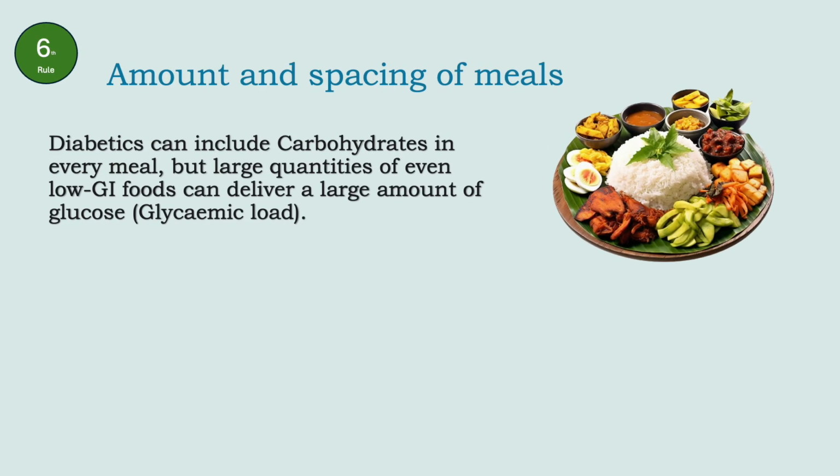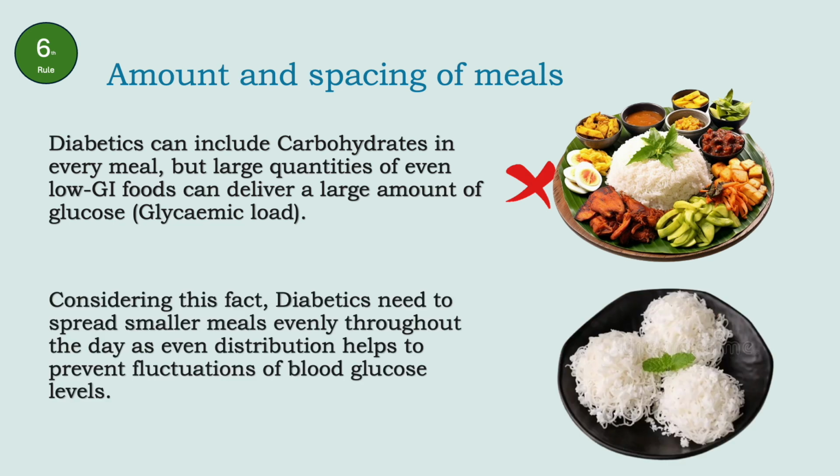The sixth rule is about the amount and spacing of meals. Diabetics can include carbohydrates in every meal, but large quantities of even low GI foods can deliver a large amount of glucose. Considering this fact, diabetics need to spread smaller meals evenly throughout the day, as even distribution helps to prevent fluctuations of blood glucose levels.